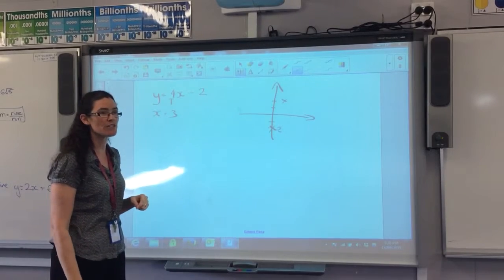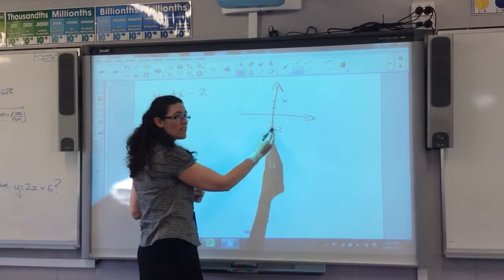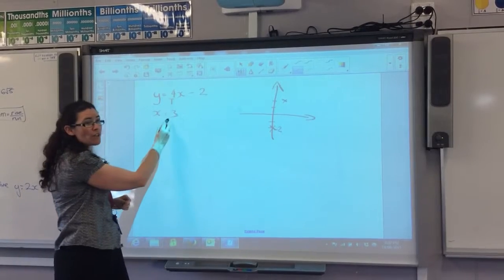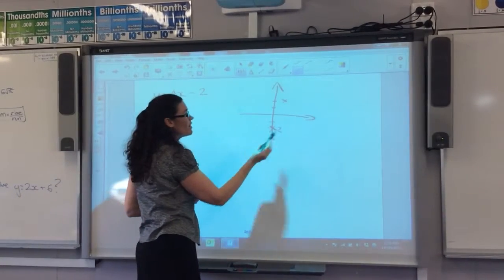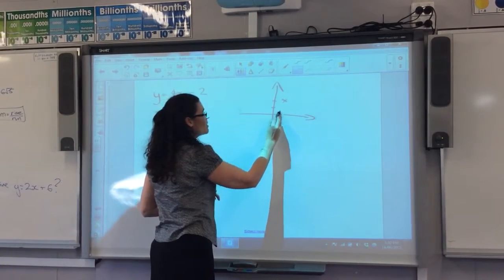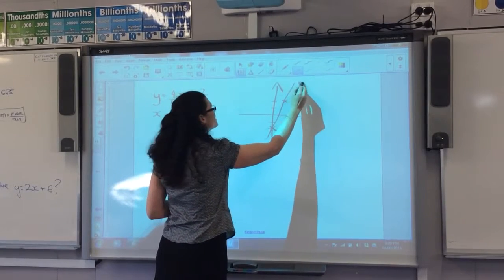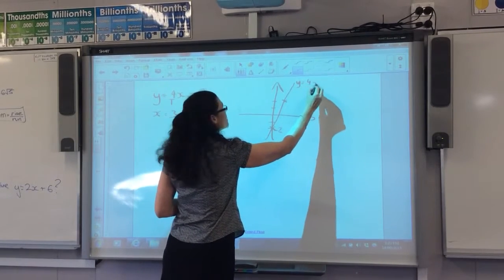Okay, did you understand what I did? Yeah. Went up 4 across 1. Gave you my second point. I use a ruler and draw them up beautifully. That's y equals 4x minus 2.